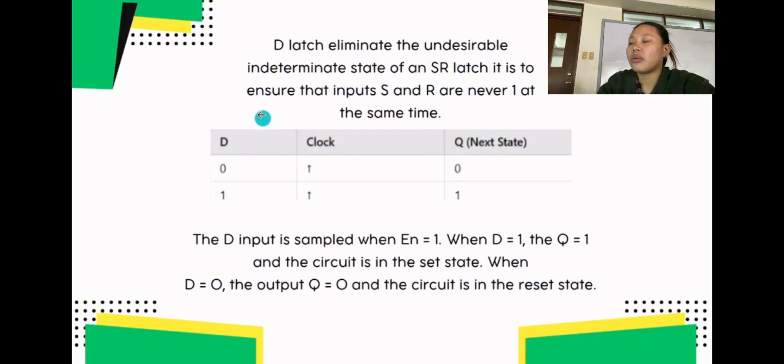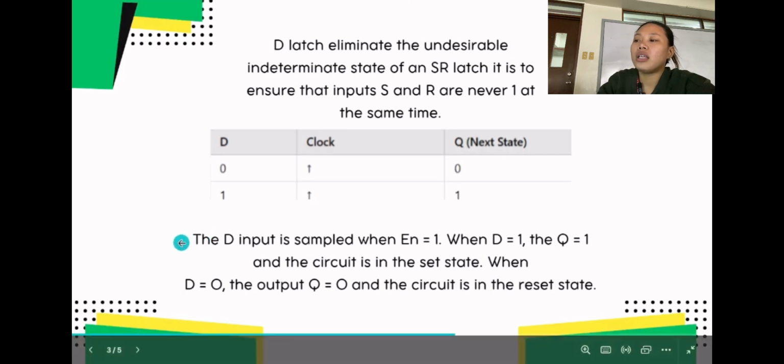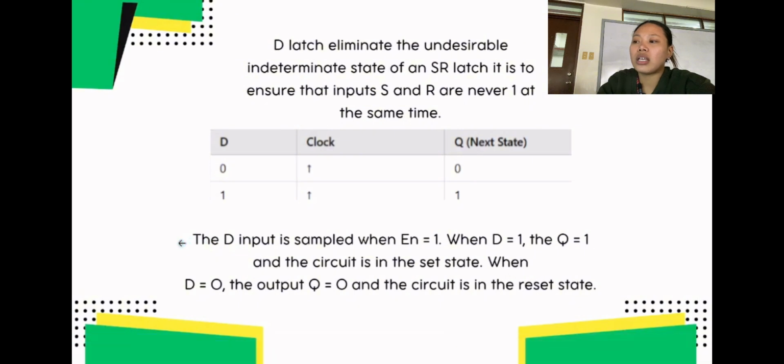In the data, we have 0, 1, so the clock will be raised up and the output will be 0, 1. The D input is sampled when enable is equal to 1, and when the data is equal to 1, the output Q will be 1 and the circuit is in the set state. When the data is equal to 0, the output Q is equal to 0 as well, and the circuit is in the reset state.